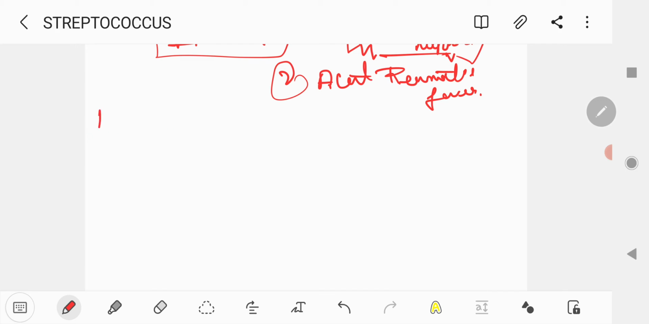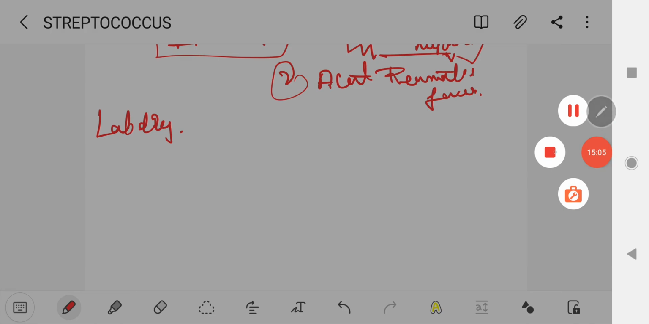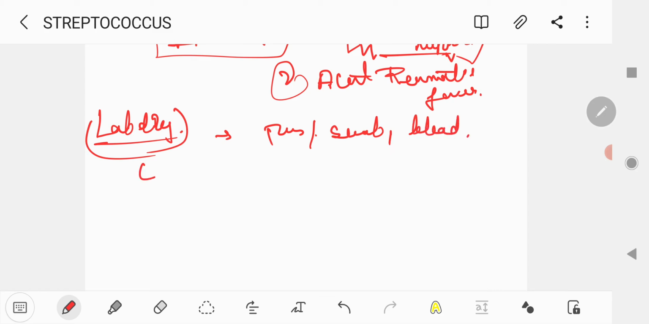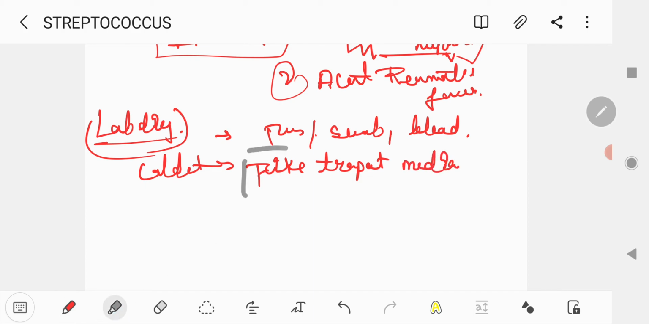Then lab diagnosis. Okay. In the lab diagnosis, first we have to collect the specimen from pus, swab, or blood. Then collection and transportation in media. We can take Pike transport media, and it is important.